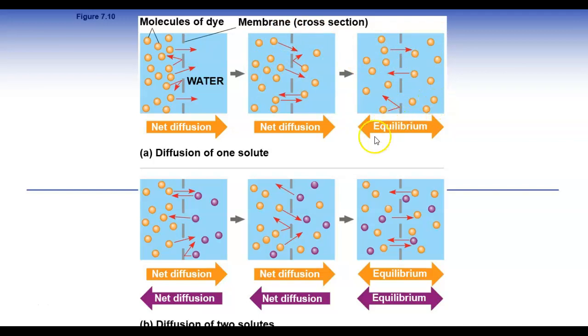That even distribution is called equilibrium, where those molecules are going to go from high concentration to low concentration. And this can happen with one dye or one solute or many different solutes, where for that particular solute they're going to go from high concentration to low.